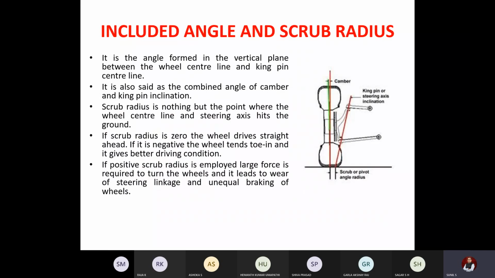Next, just take down this. Two terminologies we have to discuss. One is the included angle, and second is the scrub radius. Please take down. With the help of sketches, I'll explain to you. I'll give you 2 minutes. Please make a note of it.